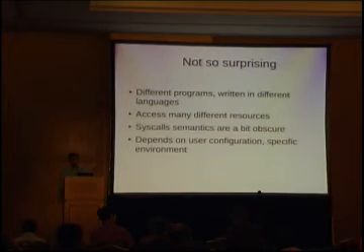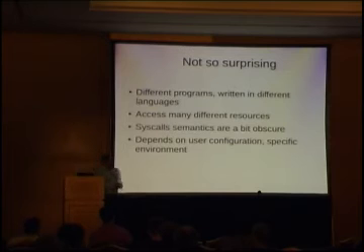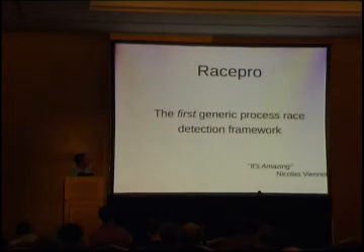And so using any kind of static checkers is not going to be an option. Those programs access many different resources, such as unique sockets, signals, IPC mechanisms, they also access system calls whose semantics are a bit obscure in terms of what resources they actually access. You'd be surprised. And also those races often depend on user configuration and specific site configuration. So bottom line, process races are numerous, they're dangerous, so it's a real problem, and we cannot detect them with existing race detectors. So we created RacePro.